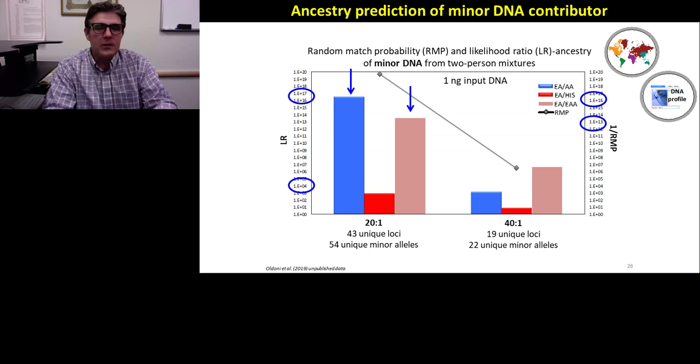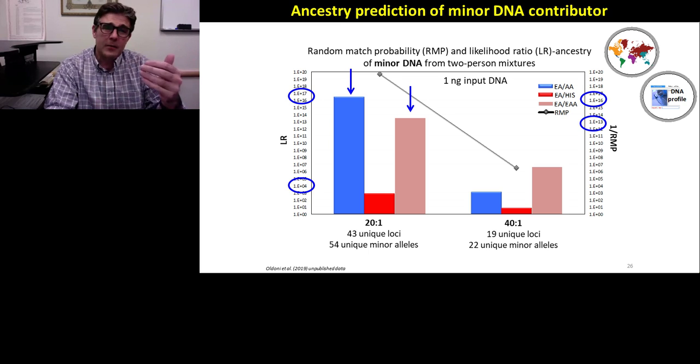The conclusion here is that we could say that the minor contributor of the 20-to-1 mixture is most likely an individual of European descent, possibly Hispanic descent, but we can probably exclude, or assume extremely unlikely, that the individual is of African American descent or East Asian American descent.